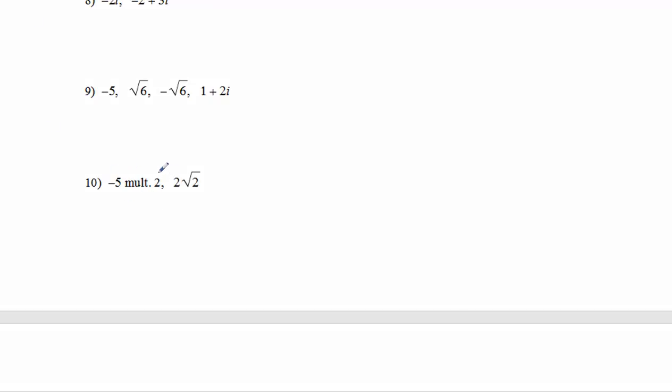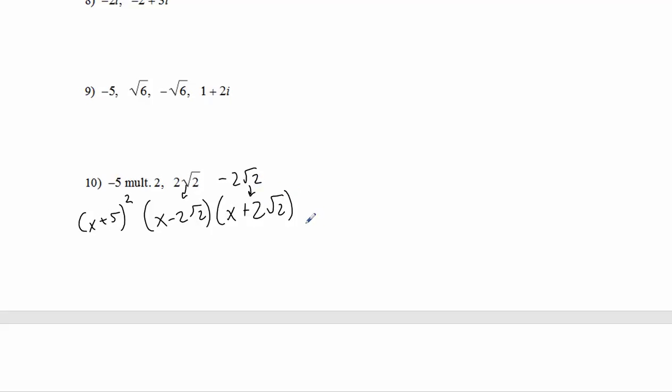Remember, -5 multiplicity of 2, what does that mean? That means that I have an x plus 5, remember opposite, to the 2 power. Multiplicity of 2 just means I have 2 of them. And because this is an irrational root, it's got a square root there, I need the opposite. The opposite of 2 root 2 is -2 root 2. So now let's put them in parentheses. X minus 2 root 2, that's what that is there, and then x plus 2 root 2, and that's what that is there. Opposites, opposites.